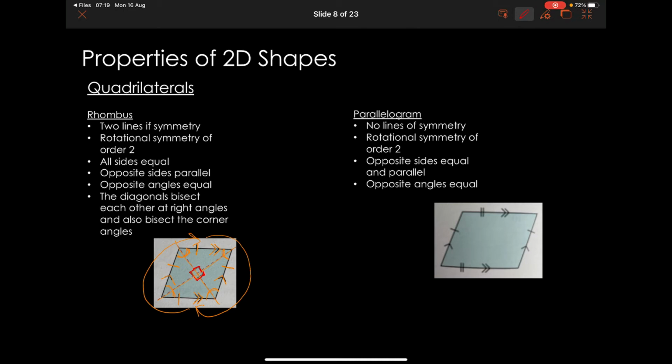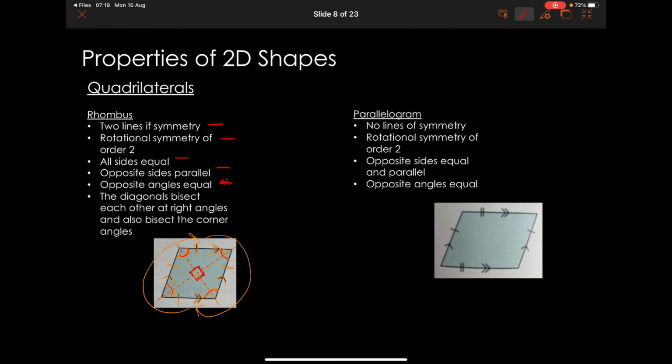Okay? They also bisect the corner angles, those diagonals. So the main things you need to remember are the lines of symmetry, the rotational symmetry, and maybe how many parallel lines there are and that all the sides are equal. And all the angles. And the opposite angles are equal, sorry. If you remember the different simple properties, then it'll be easy for you to work things out later.